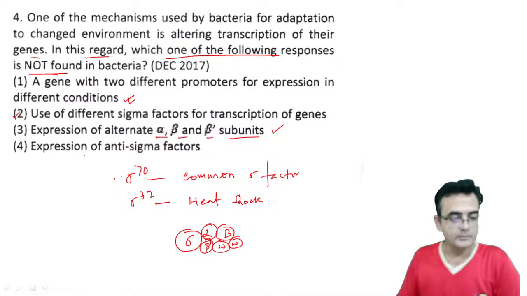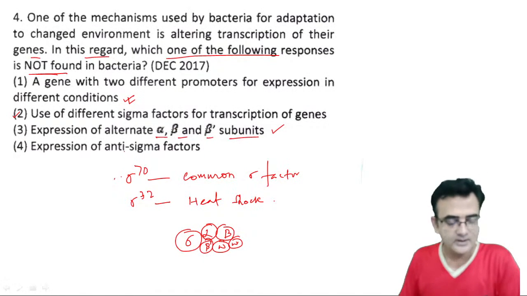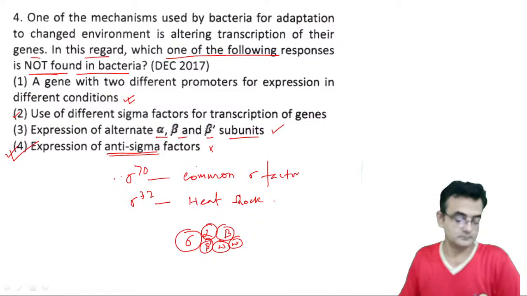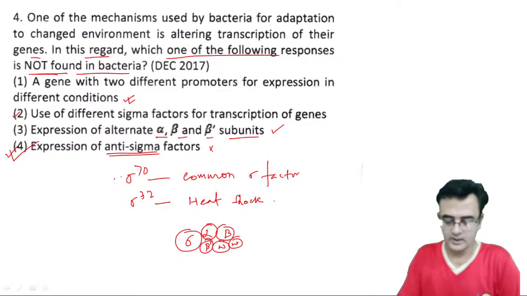And then 4th number is expression of anti-sigma factor. No, anti-sigma factor, this is nothing like that actually. And they won't produce anti-sigma factor. When sigma factor is not there, then how they can bind to the promoter, right? So this may be the wrong statement. That's what they are asking. Which one of the following responses are not found in the bacteria? So here the correct answer is D. Alright, you are correct, Dhruvi. Okay, good.